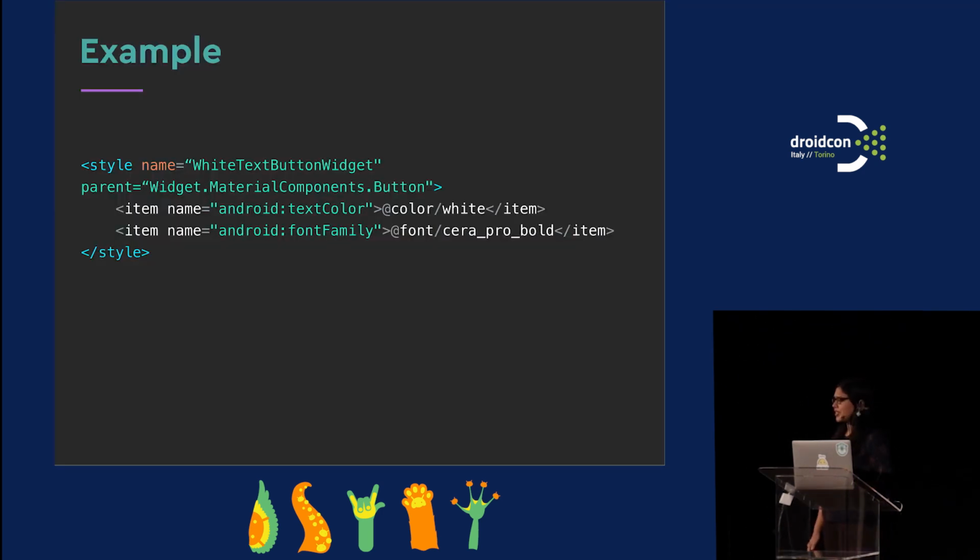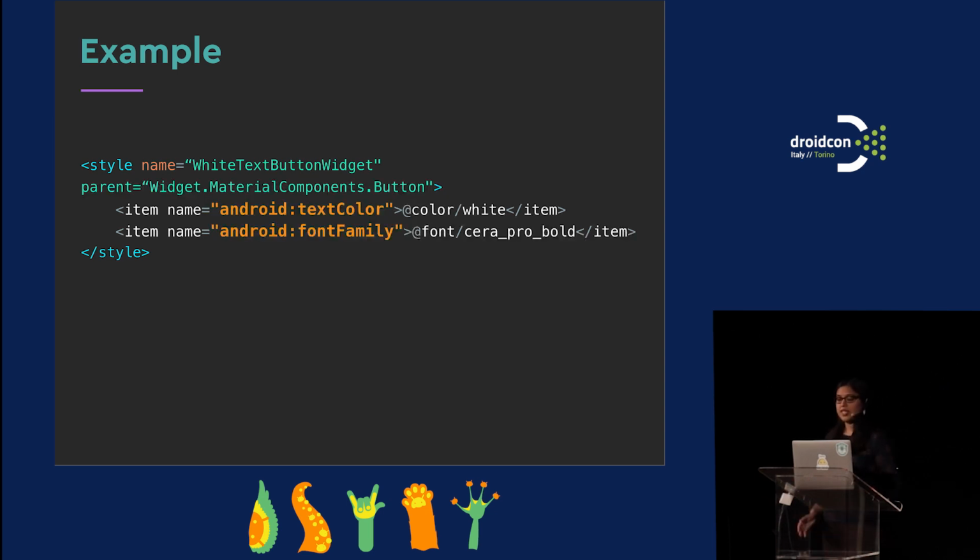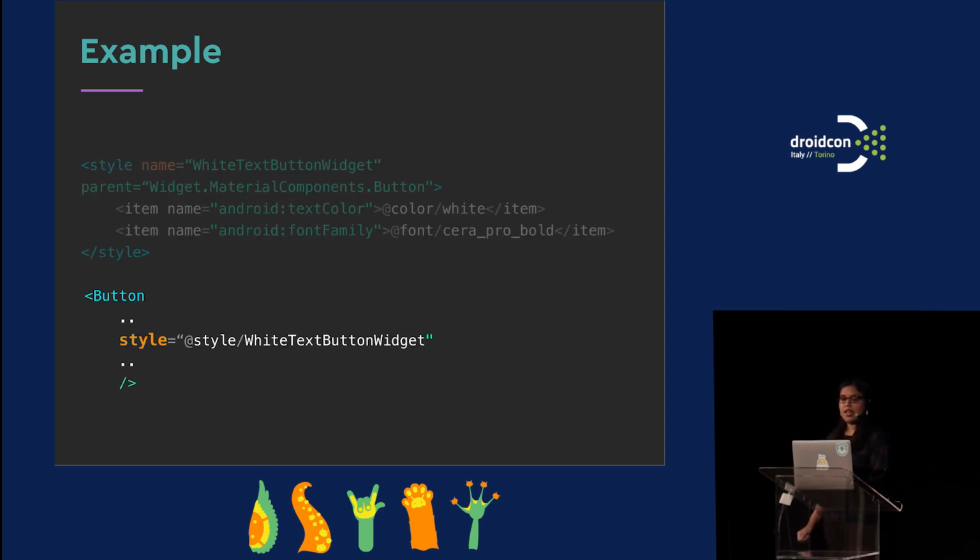So let's take a look at an example. Here is a good old style, and it inherits from another style. So styles can inherit from each other. And Android text color and Android font family, they are the attributes. So they're the keys to this key value store. And then the values are color white and Serapro bold, which is what we're providing in this style. And then we can apply this style using the style attribute on pretty much any view or anything that extends a view, like a view group.